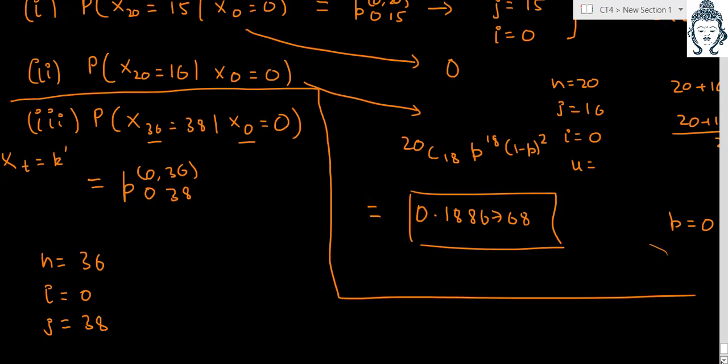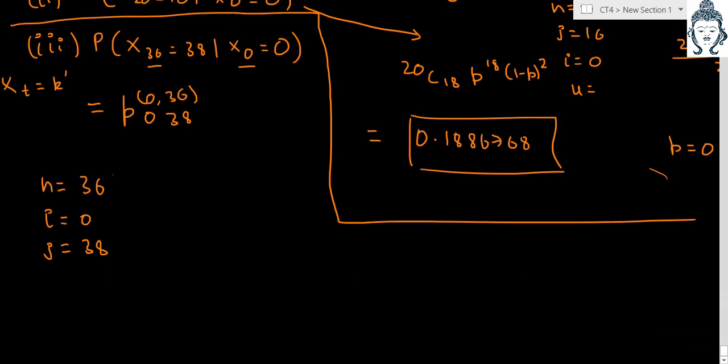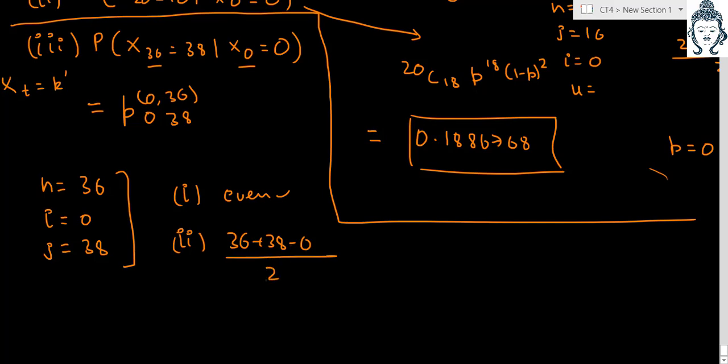Okay, let's just see if both the conditions are satisfied. First, n plus j minus i should be even. Yes, 36 plus 38 minus 0 is even, right? So this condition is satisfied. Let's check the second one. The second one says that (n plus j minus i) by 2 should be less than or equal to n.